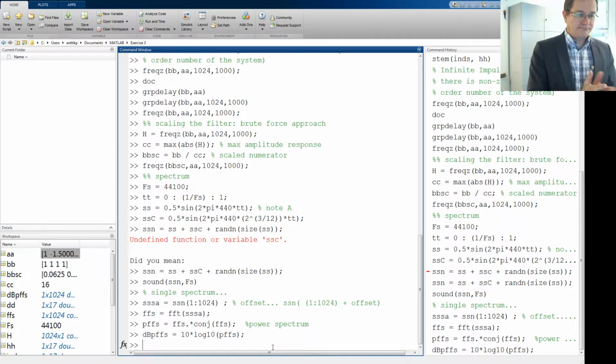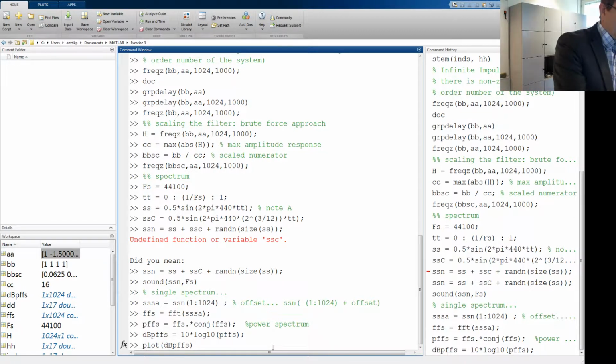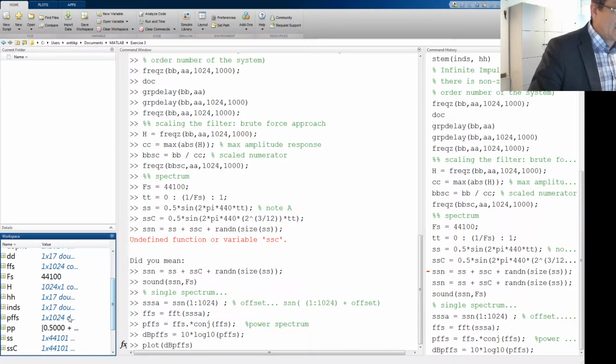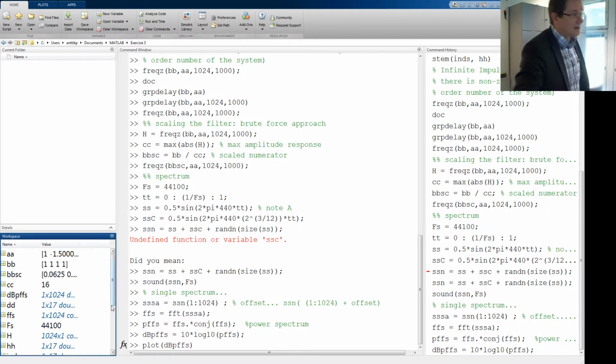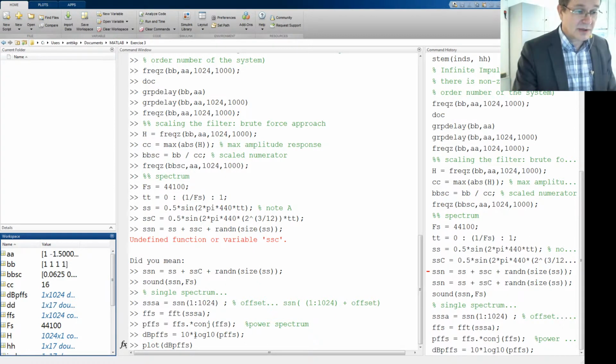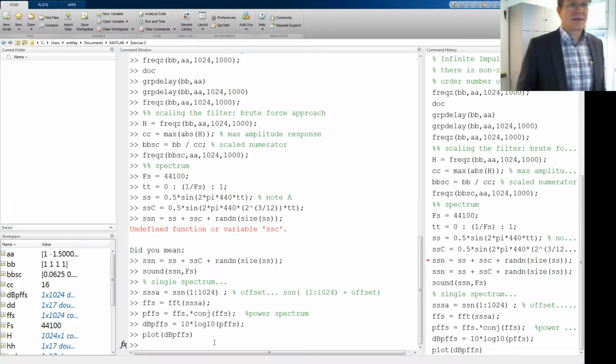Okay. Next we should plot it. I'll just plot it like it is to make a point. dB of PFFS. And let's see. As you can see, FFS was a complex number, but then we went to the PFFS. It's double, because you had the number multiplied by its complex conjugate, so you get real numbers. All right. It looks like that.